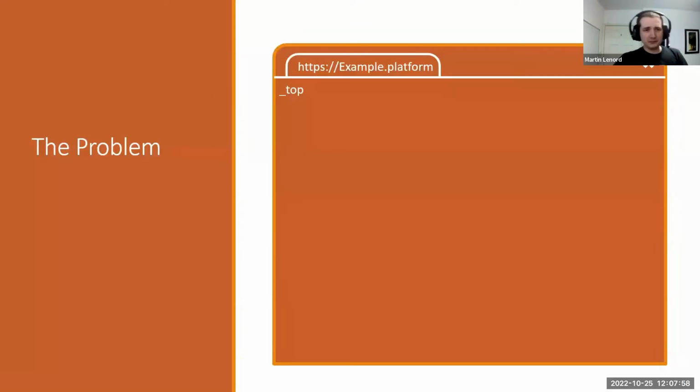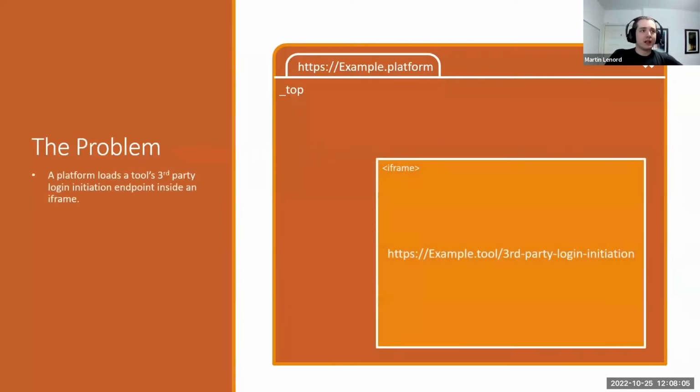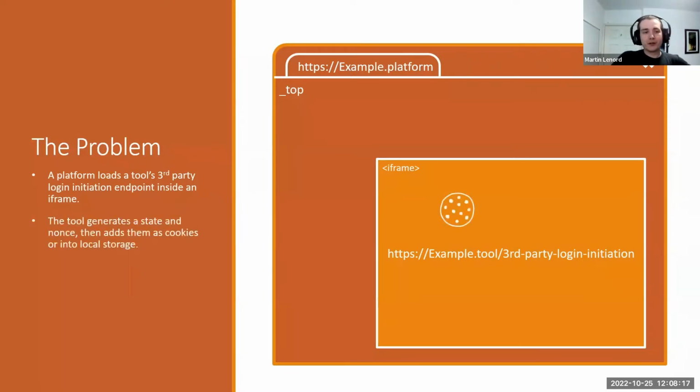So let's have a little look at what the problem is. This is my little mock-up web browser. A platform is going to load the tool's third-party login initiation. This is the first request of the OpenID Connect flow. It's loaded inside an iframe.